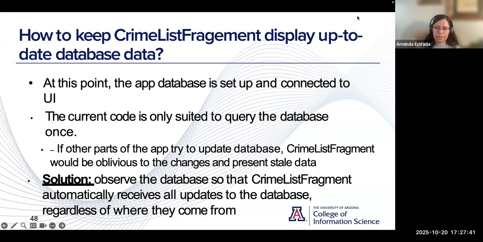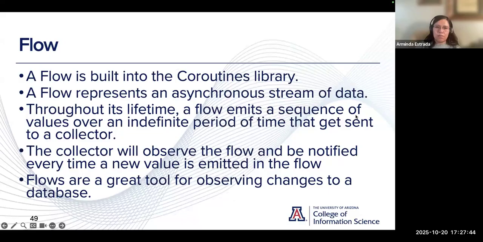Okay, so how are we going to observe this database? Using Flow. A Flow is built into the coroutine libraries, and it represents asynchronous streams of data. Throughout its lifetime, it emits a sequence of values over an indefinite period of time, and they get sent to a collector. This collector will observe the flow and be notified every time a new value is submitted into the flow.